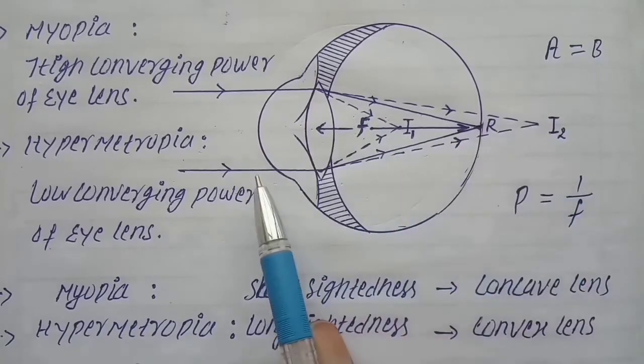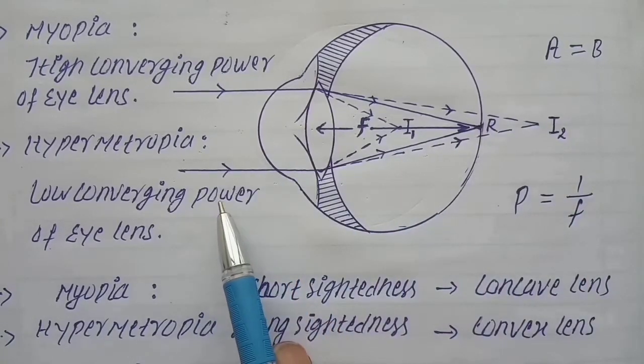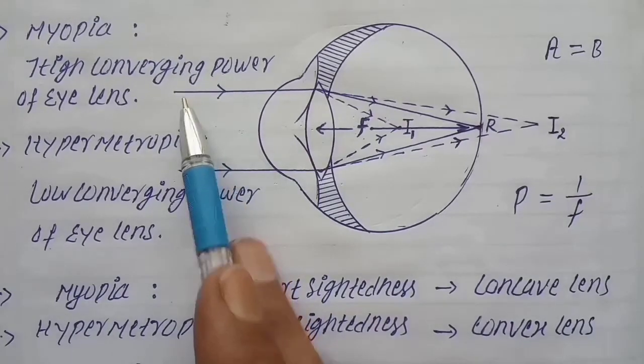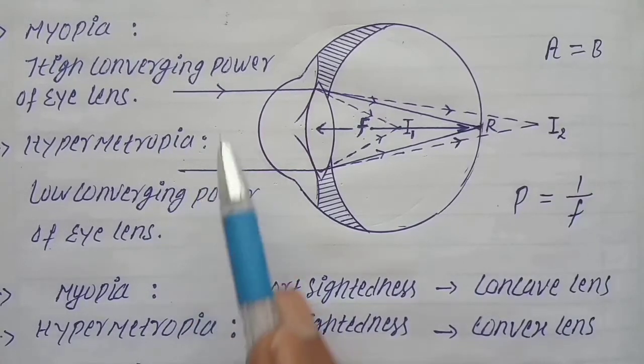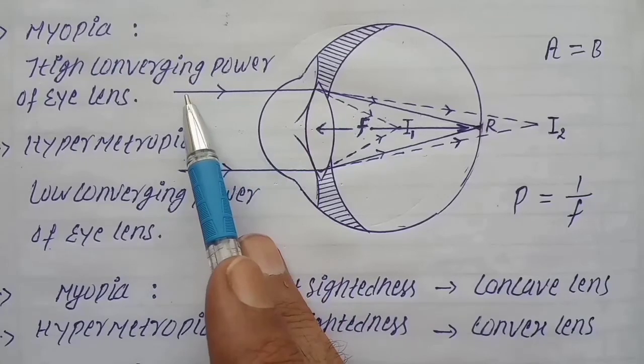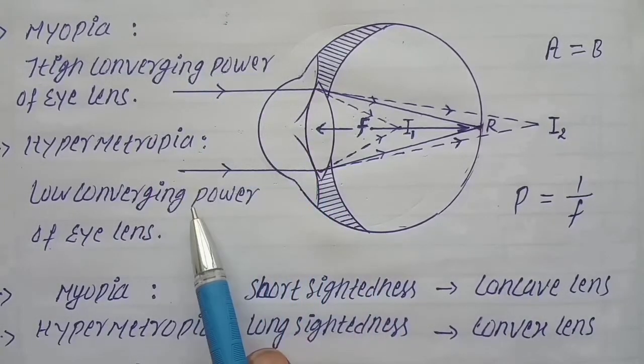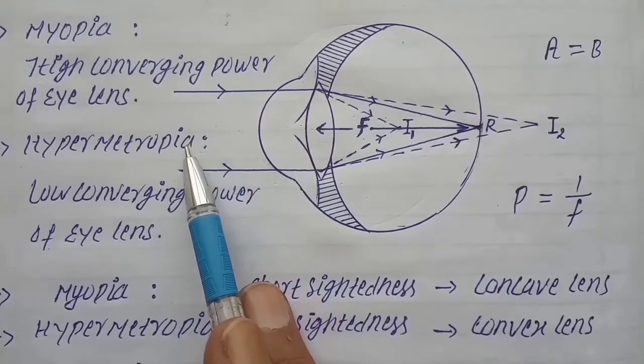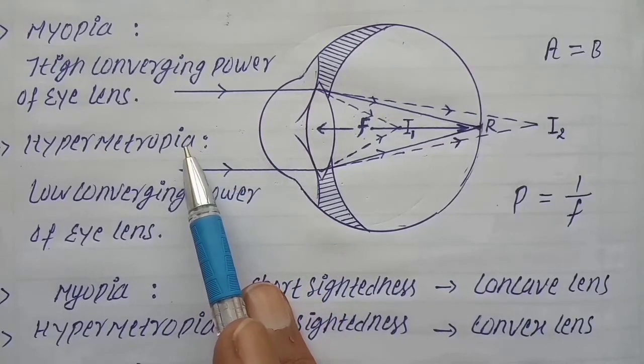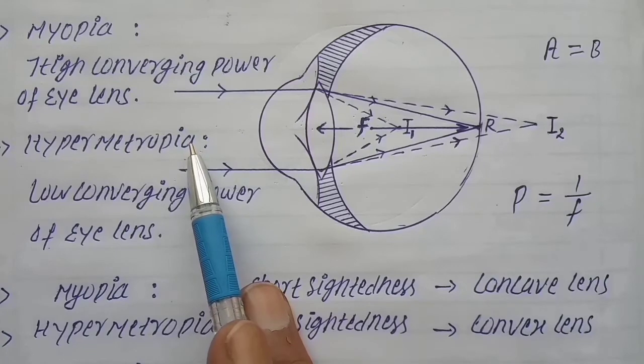So here we can recognize the defect on the basis of high converging power and low converging power. If the converging power of lens is high, then defect is myopia, and if the converging power of lens is low, then defect is hypermetropia.